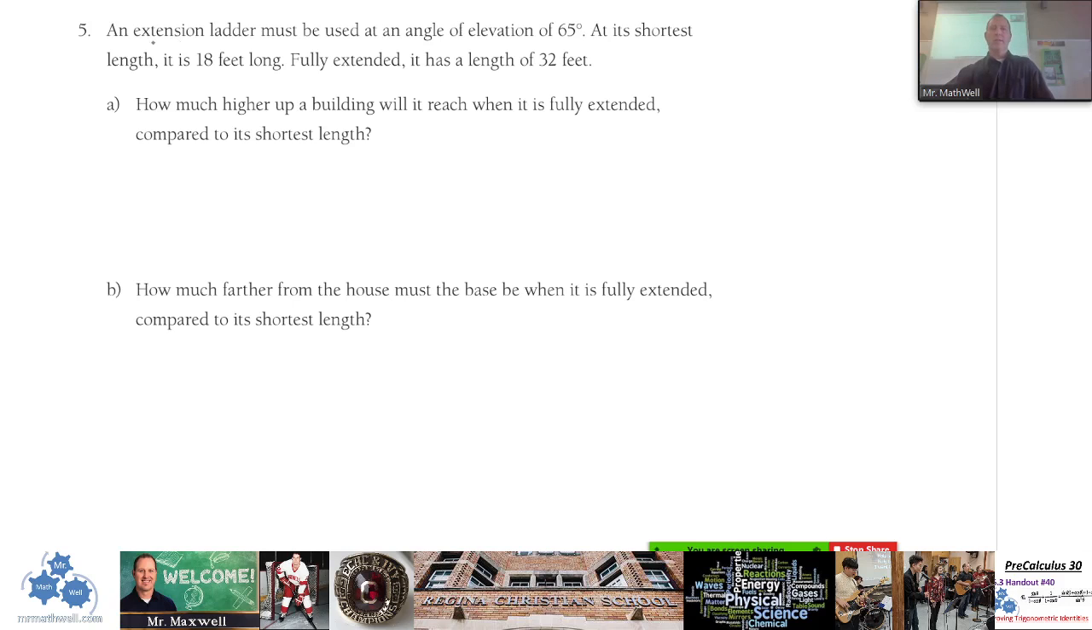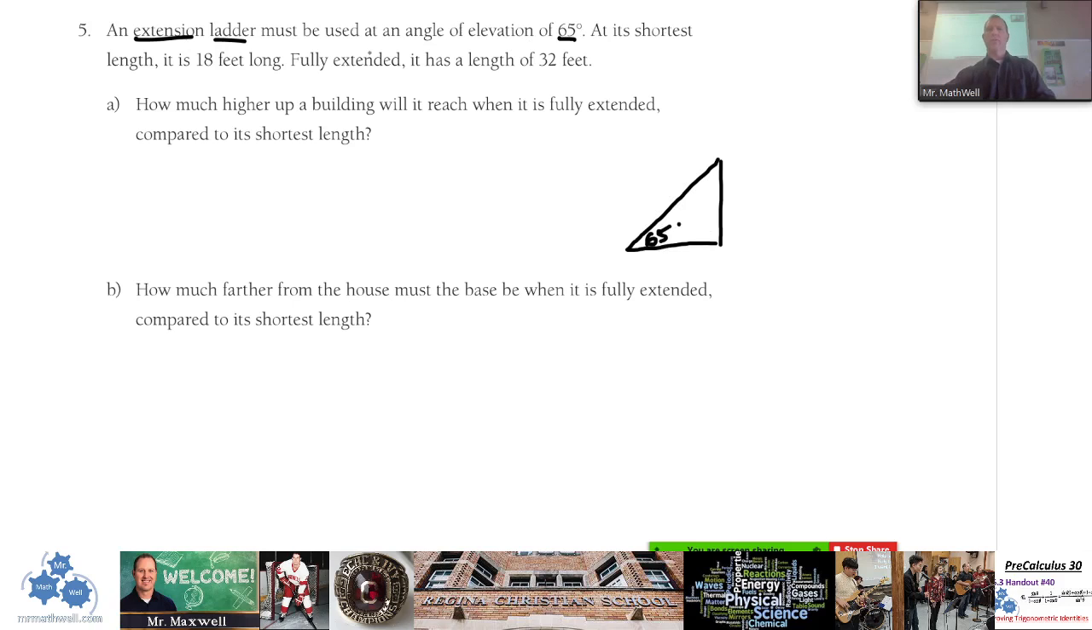So this one says an extension ladder. So that's a ladder that can be extended. You know, you might have one at home. It's used at an angle of elevation of 65 degrees. Okay, so envision this. We have a ladder that's propped up. Let's say it's propped up against a wall, but here is an angle of 65 degrees, let's say. Okay, might be a little short, but that's 65 degrees.